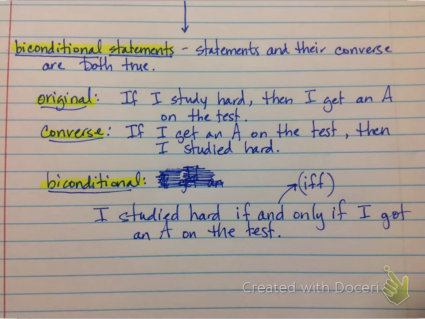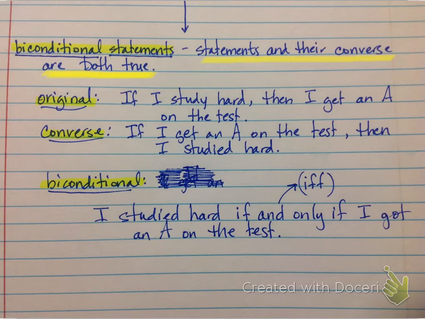All right, next page, this just continues on our notes. Underneath that, you need to write biconditional statements. Biconditional statements are statements whose converse are both true. A biconditional statement is basically a combination. We kind of are lazy and we put together an original statement and its converse and we write them both together in the same sentence.